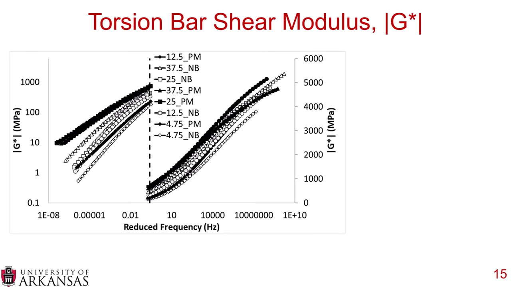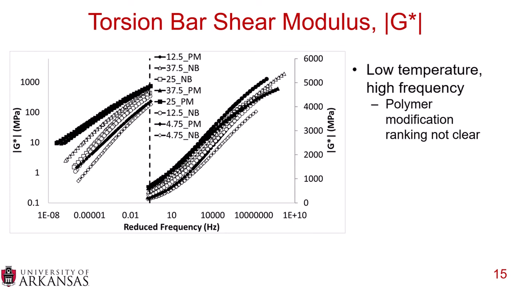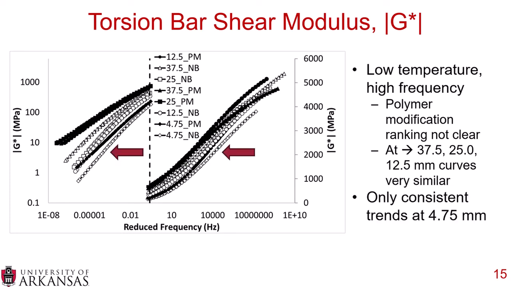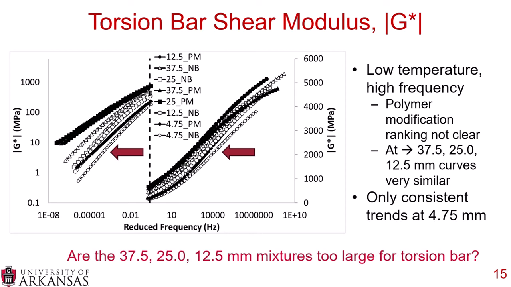Now, going down to the smallest testing size, the torsion bar shear modulus, at the low temperatures and the higher frequencies, so on the right side of the curve, the polymer modification ranking is really not clear. And at 37.5, 25.0, and 12.5 millimeter nominal maximum aggregate sizes, the curves are actually quite similar, and the only consistent trends are seen at 4.75 millimeters. So here we can ask the question, are the 37.5, 25, and 12.5 millimeter nominal maximum aggregate size mixtures too large for the small torsion bar?